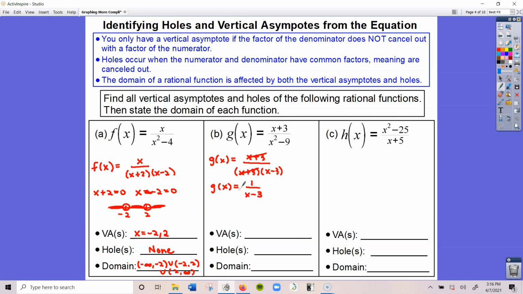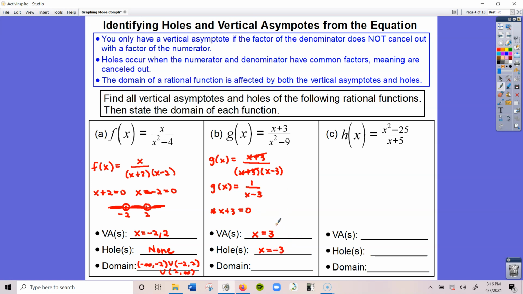Now whatever you have left in the denominator that did not cancel, that's where you would have a vertical asymptote. So we have a vertical asymptote here at x is equal to positive 3. Because if you make x minus 3 equal to 0, you would have to add the 3 to the other side. Now the hole is when you set the factor that canceled, which is x plus 3, and you make it equal to 0. You would have to subtract 3 from both sides, so you have a hole at x is equal to negative 3.